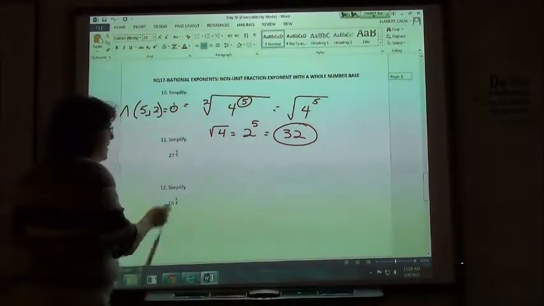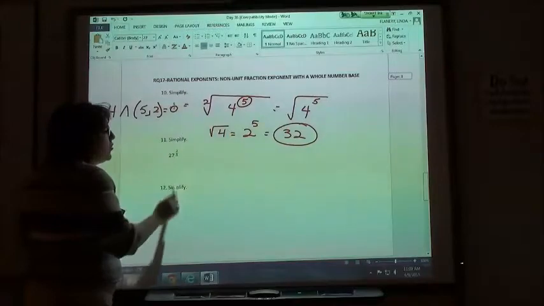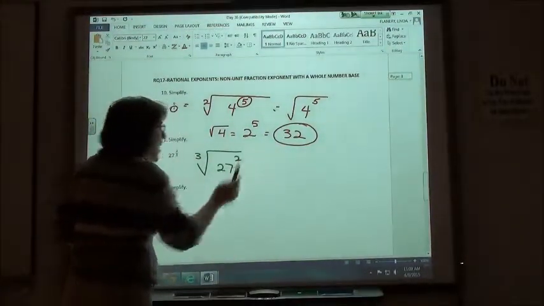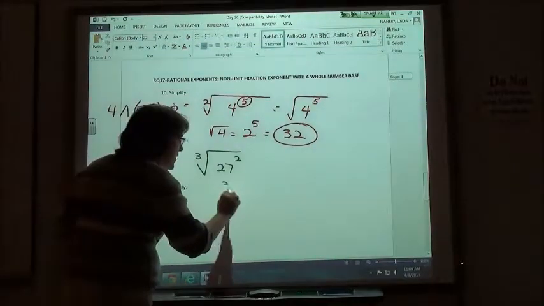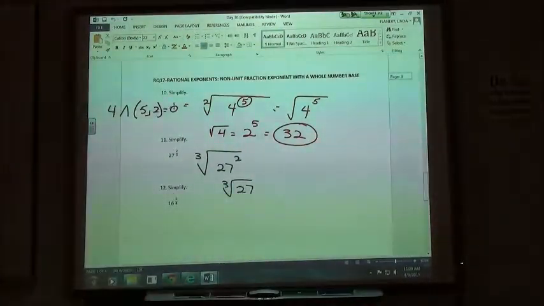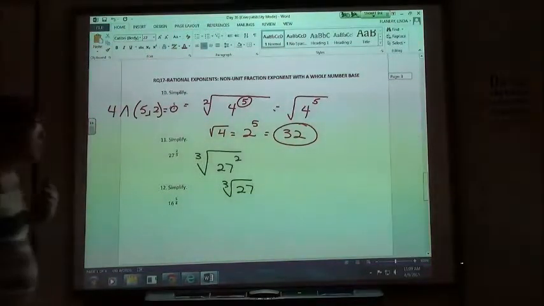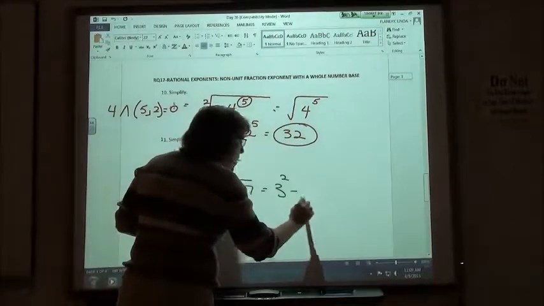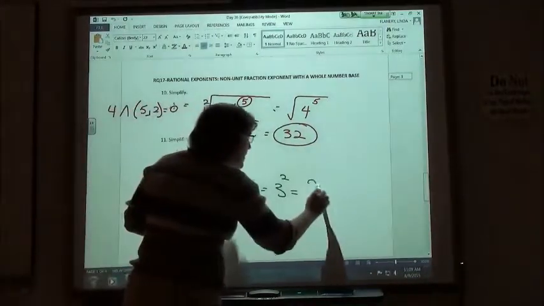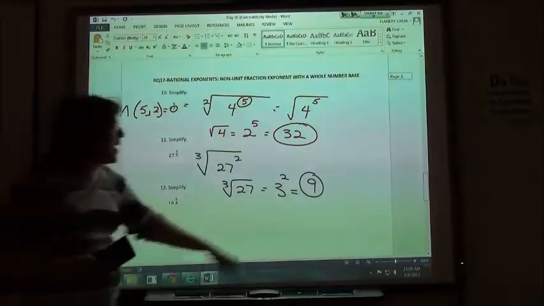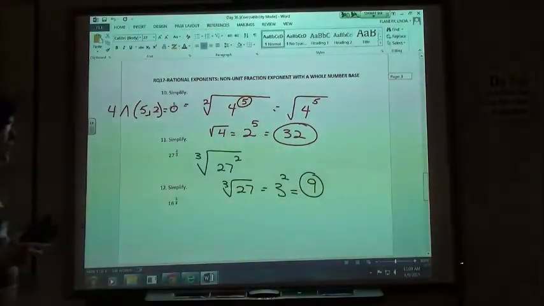This one would mean 27 to the 2/3 power, the cubed root of 27 squared. I'm going to start with the cubed root of 27. Well, we just were working with perfect cubes before. We said the cubed root of 27 was 3. I'm then going to do 3 squared. 3 squared is 9. So 27 to the 2/3 power is equal to 9.